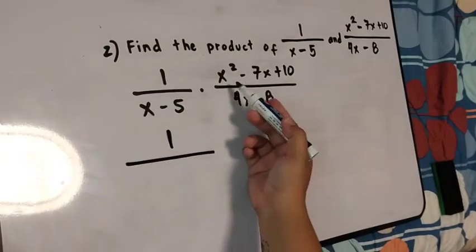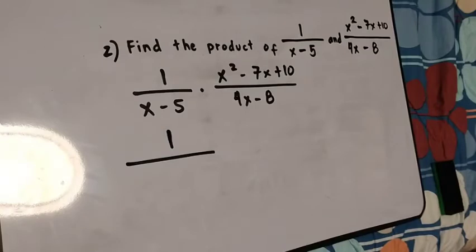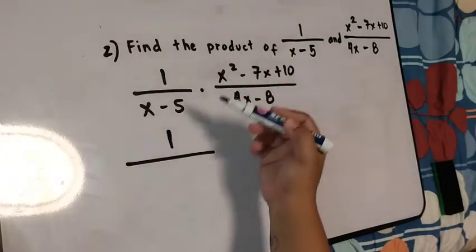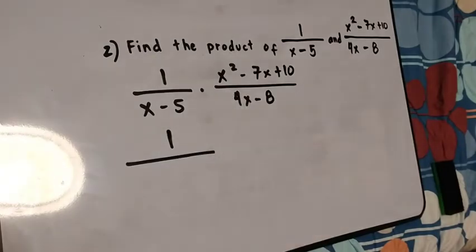Then, we have here x squared minus 7x plus 10. So, if you will notice, this is a quadratic trinomial, wherein a equals 1. So, we can factor this one using factoring quadratic trinomials, a equals 1.